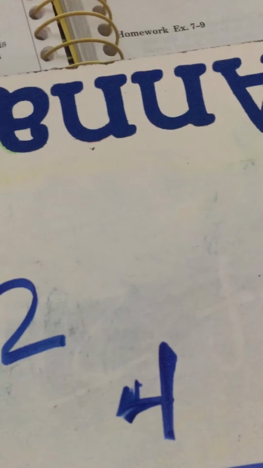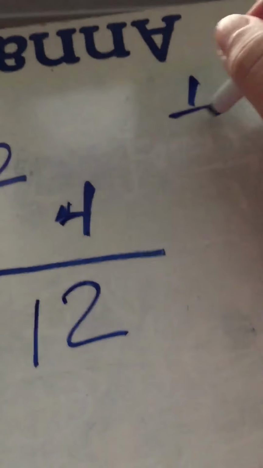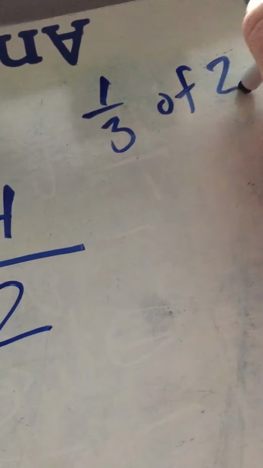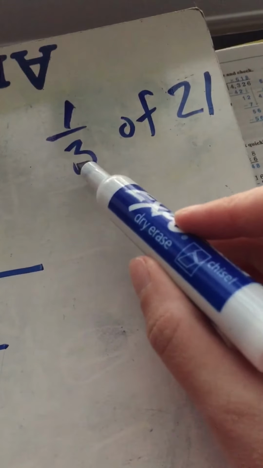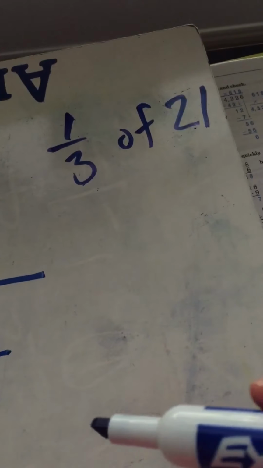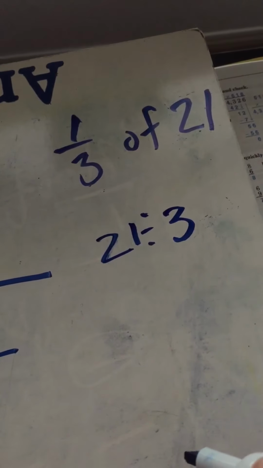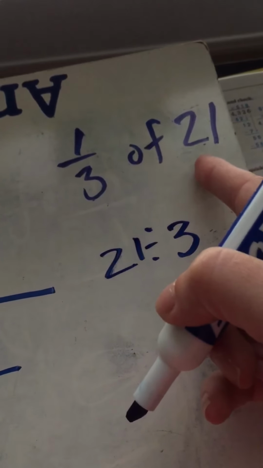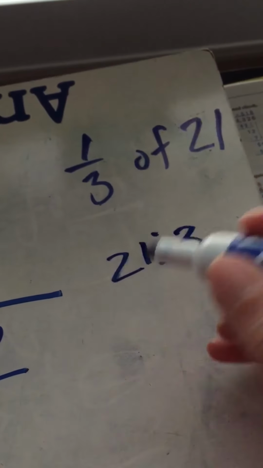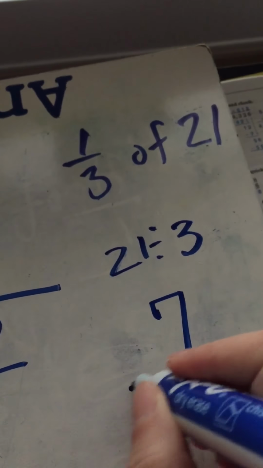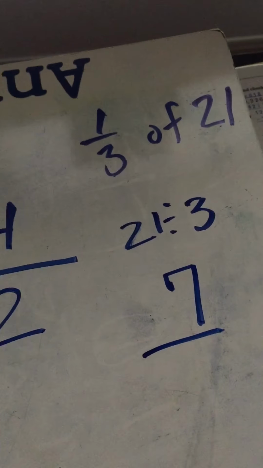A is a third of 12. We've already done that. B is a third of 21. So I'm going to ask myself, how many times can 3 go into 21? In other words, what is 21 divided by 3? If I count by 3s up to 21, I know that 3 times 7 is 21. So my answer to B would be 7.